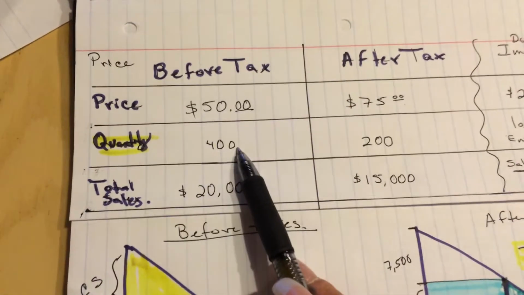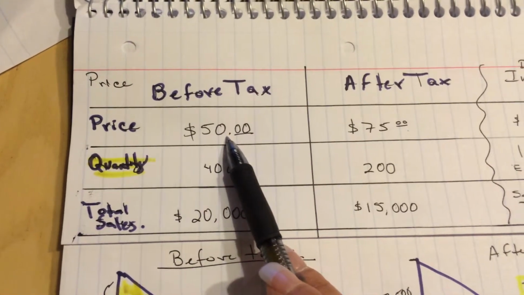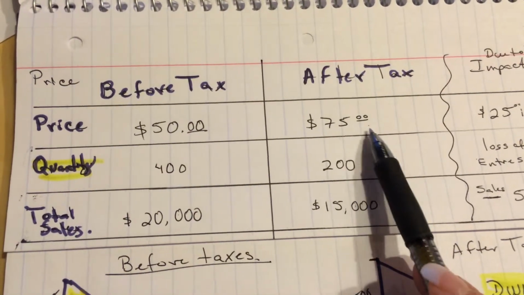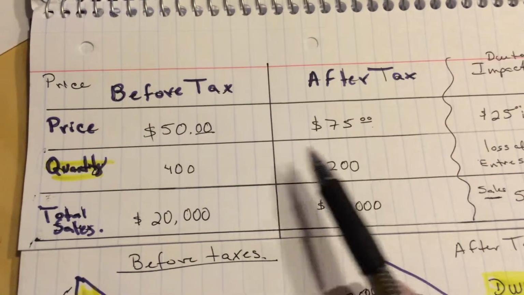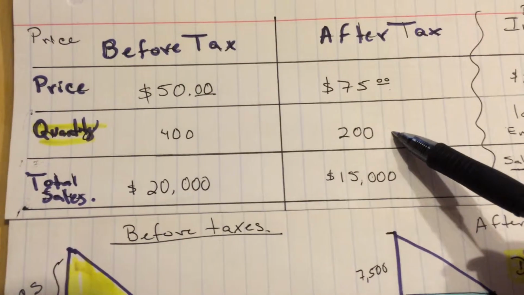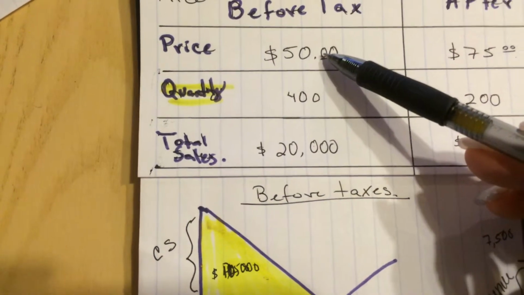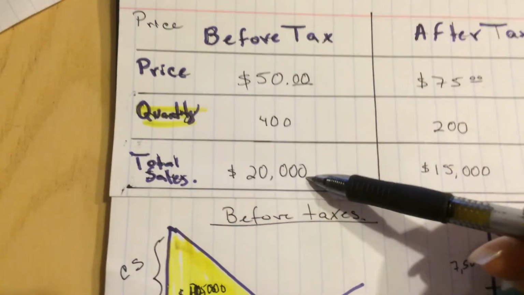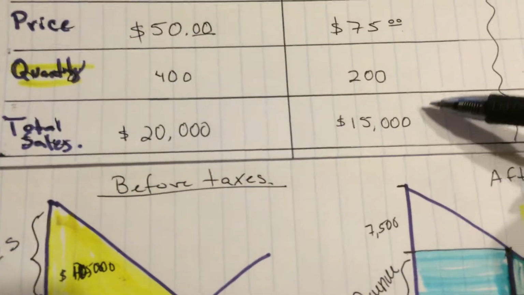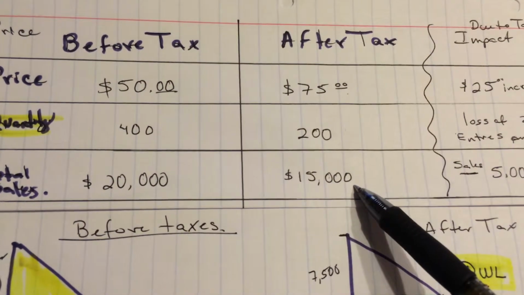Then on quantity, we were selling 400 plates a night for a fancy dinner at $50. But with the tax increase, we are now paying $75, which causes a decrease in the number of plates at dinner that the market is able to sell. The total sales when the price of the plate was $50 is $20,000. After taxes, we see a decrease of $5,000, and it went down to $15,000.